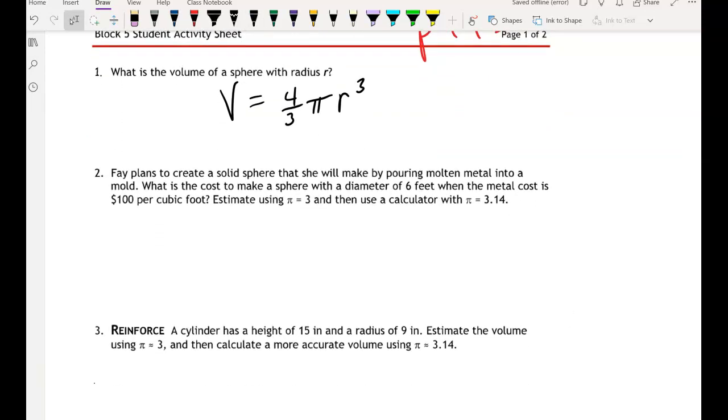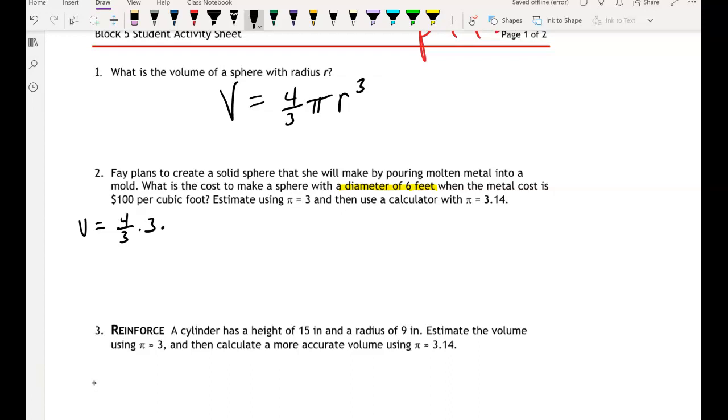With Faye planning to create a solid sphere she'll make by pouring molten metal into a mold, we want to find the cost to make a sphere with a diameter of 6 feet, when the metal cost is $100 per cubic foot. Now we're going to estimate using pi equals 3, and then we'll use a calculator. All right, so first the estimate.